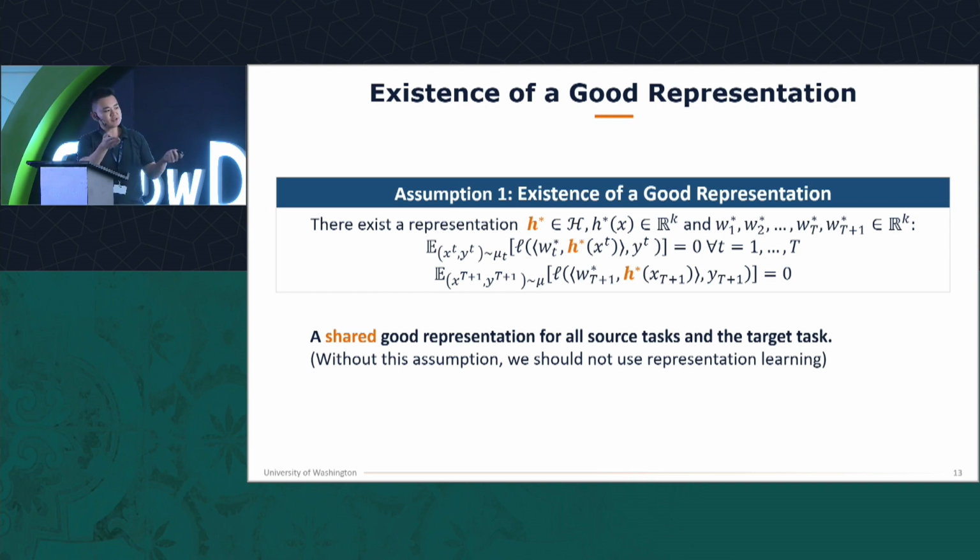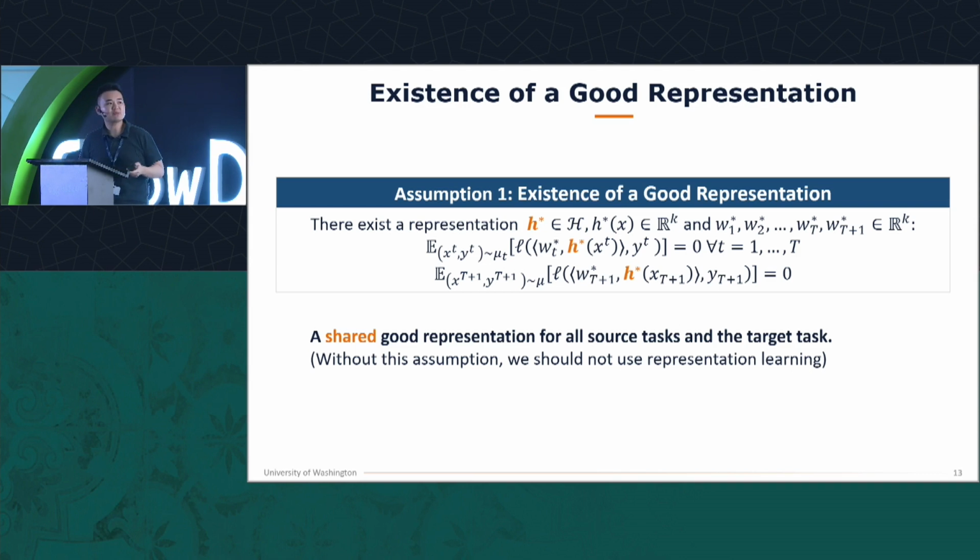If you don't believe this is true, you should not use representation learning, at least for this framework in the first place, because this framework is really using you first learn the representation and then you fix the representation to learn the target task. So if you know such a representation exists, you should not use this framework or this procedure in the first place.